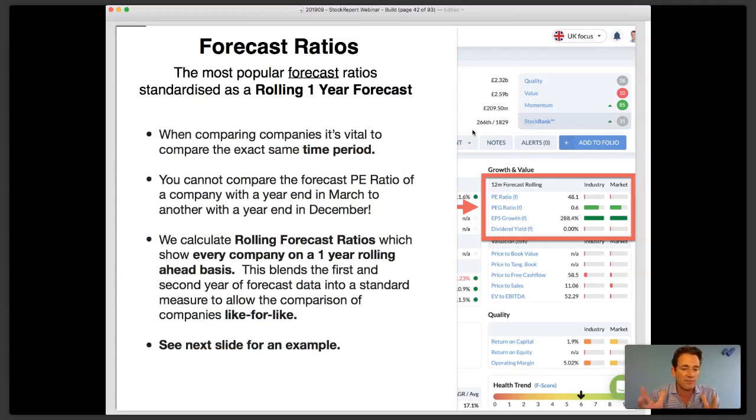So I want to focus on why our data is better. One of the reasons, apart from all the cleaning and work that we do on it, is how we standardize it so you can compare stocks like for like.